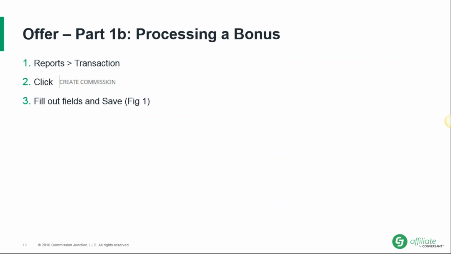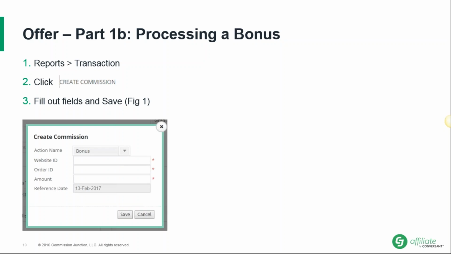Now, alternatively, you may want to track performance yourself or set up your own goals and timelines in a way that PIs don't accommodate, and thus need to process bonuses manually. That's fine. You can do this easily on the Reports Transaction page using the Create Commission button above your results area at the bottom. Fill out the fields, save, and you're done.